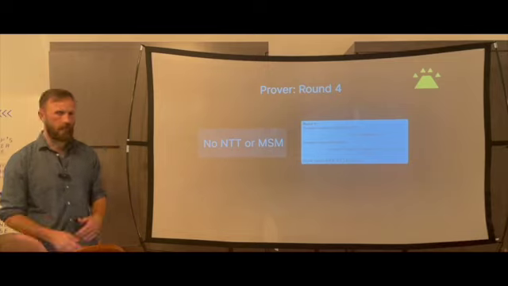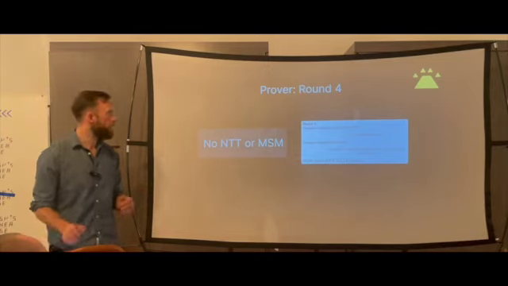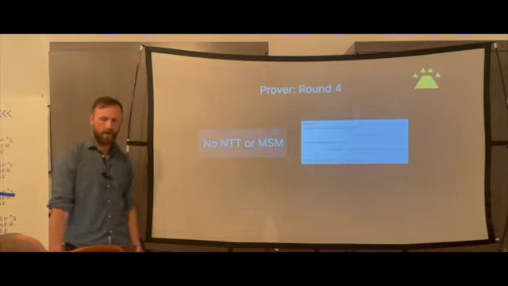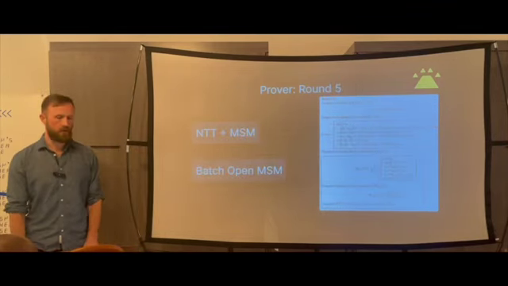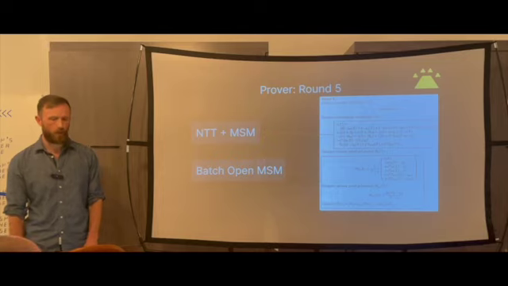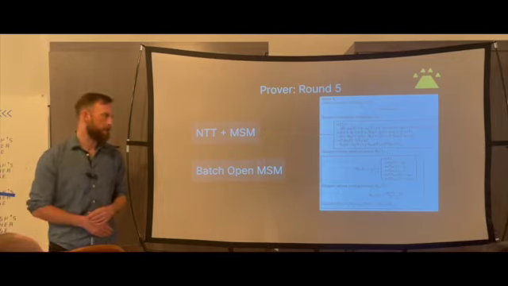Round four, we take a break. There's no NTT, no MSM, nothing to accelerate. And then in round five, we compute our opening challenge, compute the linearization polynomial, which requires the NTT and MSM, and then finally a batch open MSM at the end.